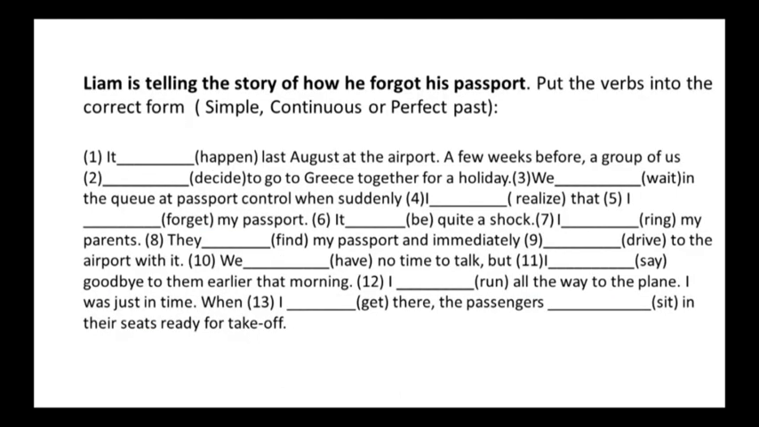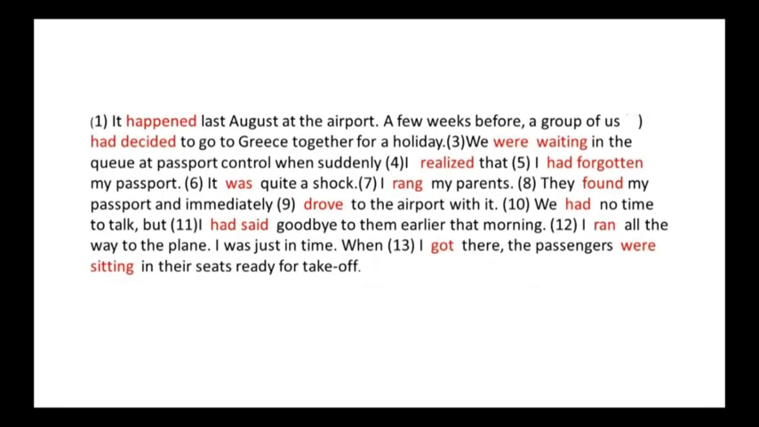And the last exercise for you for today. Liam is telling the story of how he forgot his passport. Put the verbs into the correct form: simple, continuous, or perfect past. I'll give you some time to go through the story. Now let's check your answers.